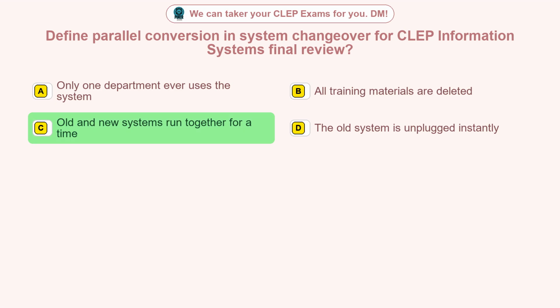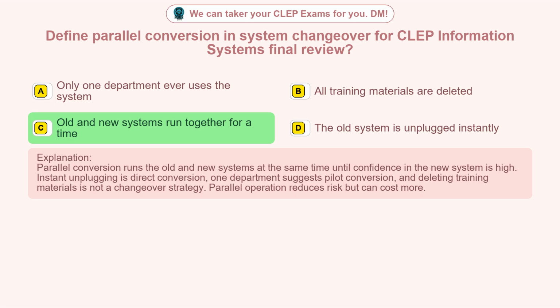The correct answer is option C. Old and new systems run together for a time. Parallel conversion runs the old and new systems at the same time until confidence in the new system is high. Instant unplugging is direct conversion. One department suggests pilot conversion, and deleting training materials is not a changeover strategy. Parallel operation reduces risk but can cost more.